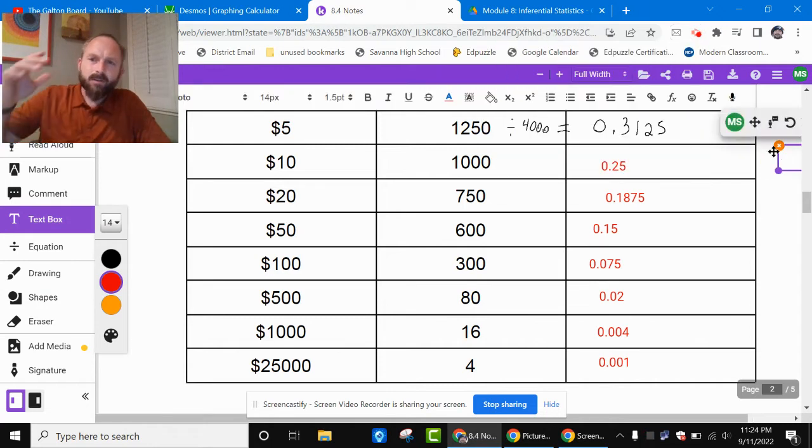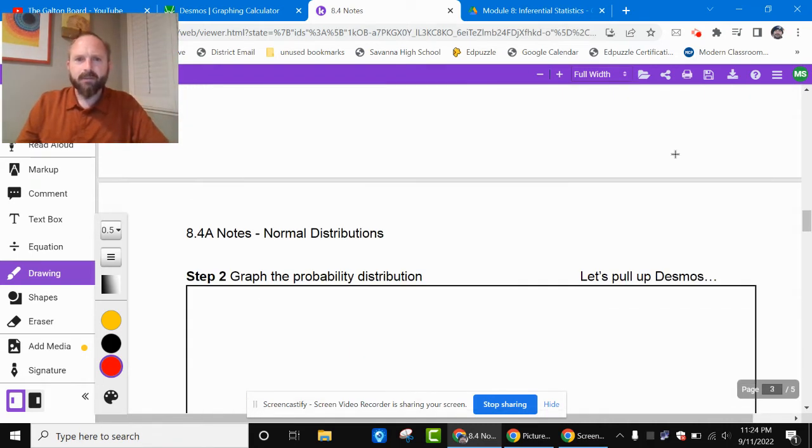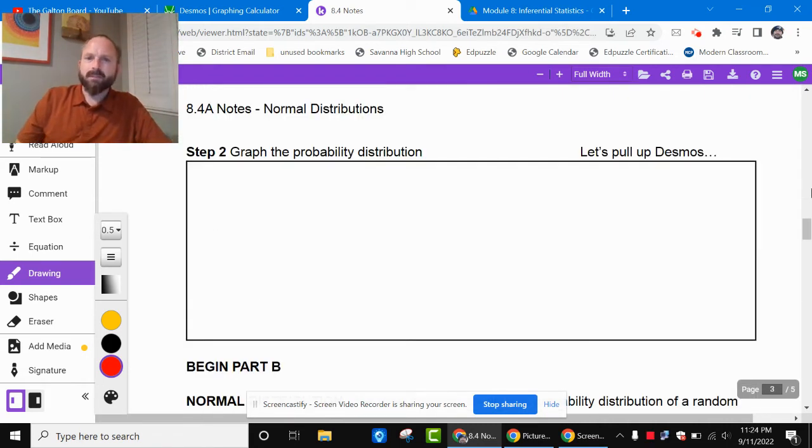All right, guys. If I have this information, I can now graph it. Here's my relative frequency table, and now I just need to graph it. I have my X, which is the prize money, and my relative frequency, which will be my Y. So let's go on. Graph the probability distribution.